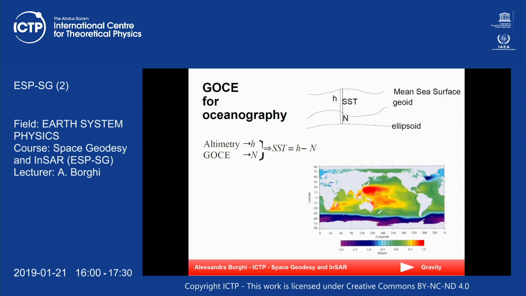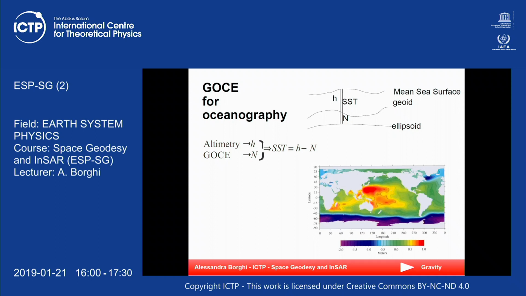GOES is used also for oceanography. In fact, it was one of the applications. With altimetry, we can compute the ellipsoidal height, and with GOES we have the geoid undulation. So we can compute the height of the sea, the mean sea surface. And often it's important to know the sea surface topography.